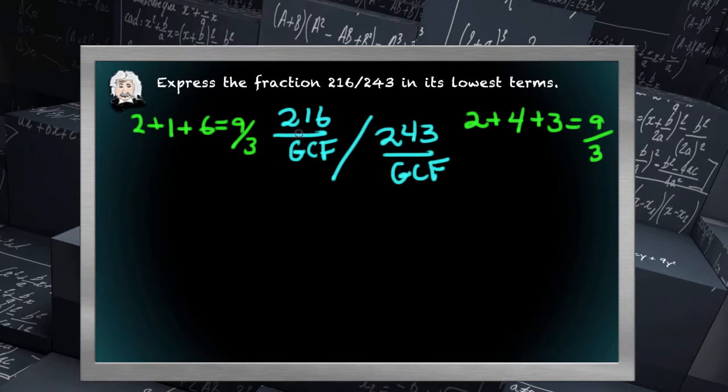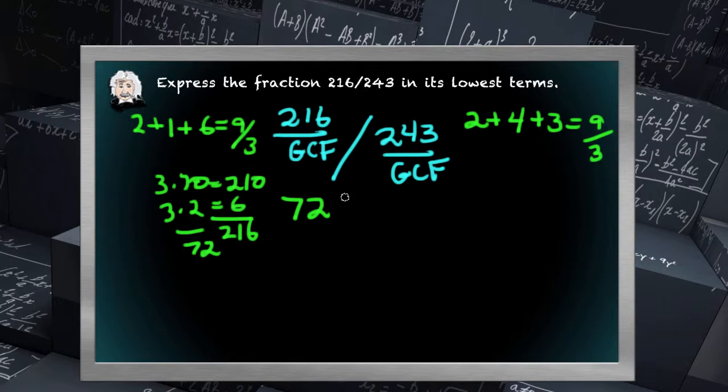Let's start with 3. 216, 3 times 70 is 210, and that leaves 6 left over. 3 times 2 equals 6, which adds up to our 216. So we have a total of 72 we can reduce the 216 to.